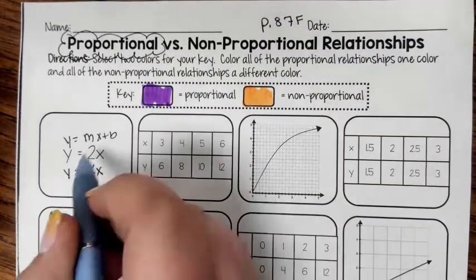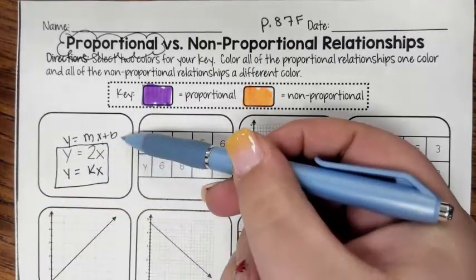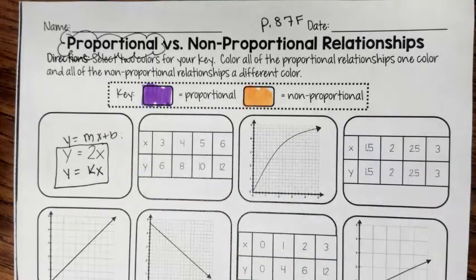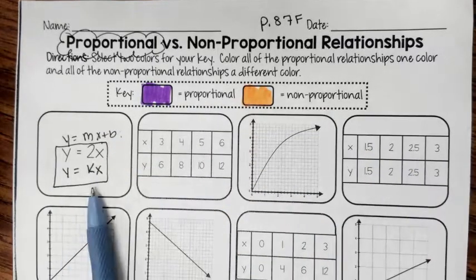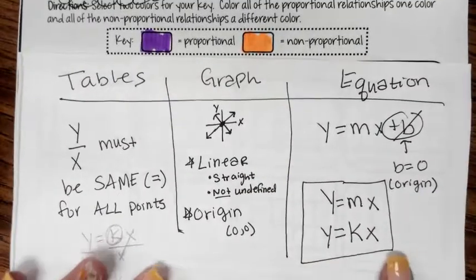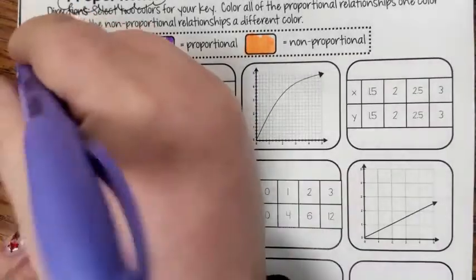This equation looks like y equals kx because the constant, the plain number, the thing without a variable, is 0, which means this is proportional because it looks like y equals kx. So I color this box purple.